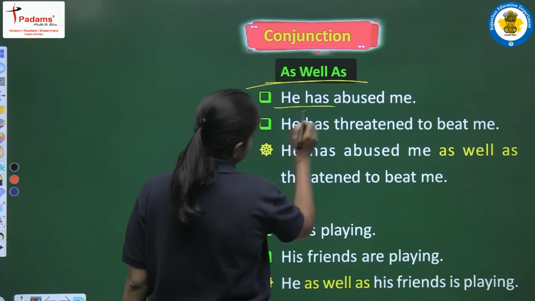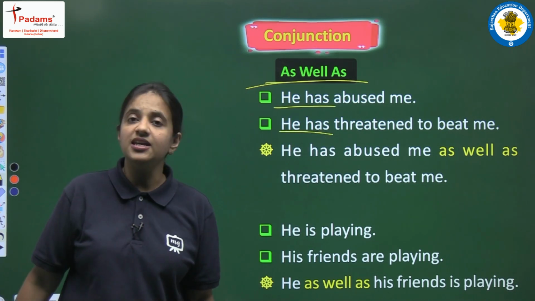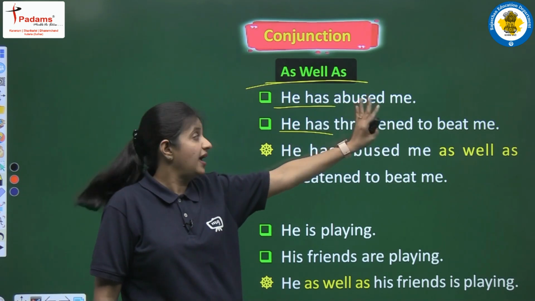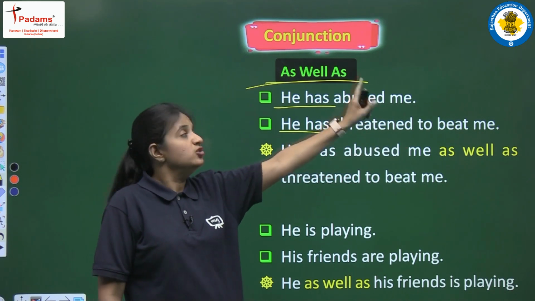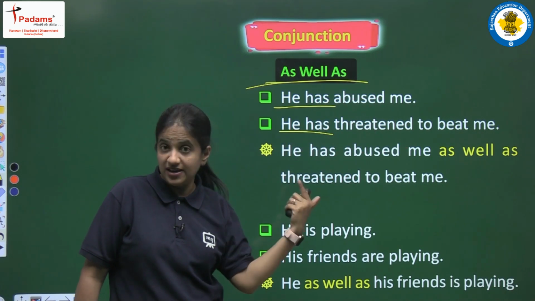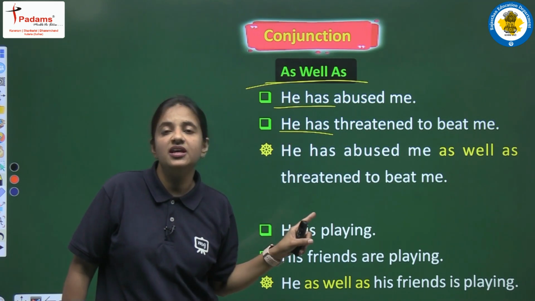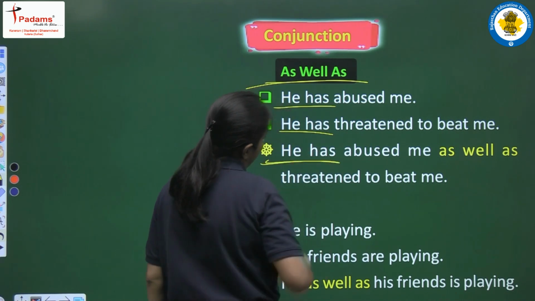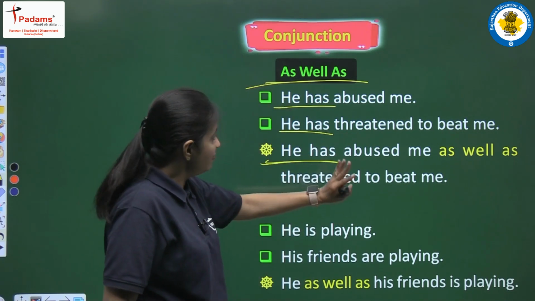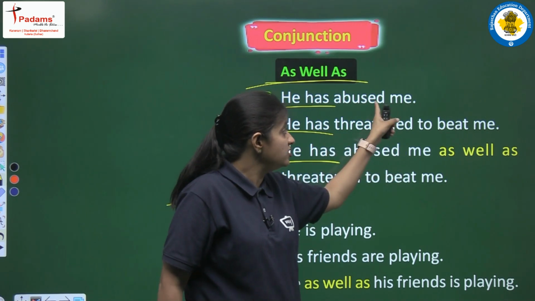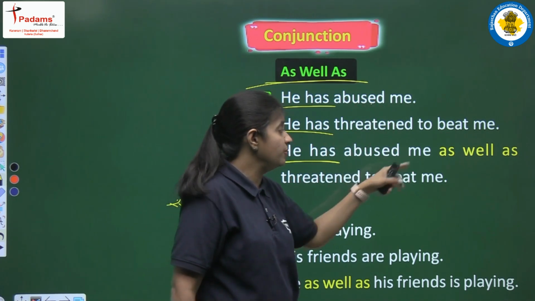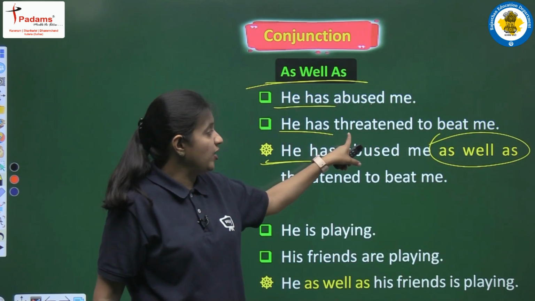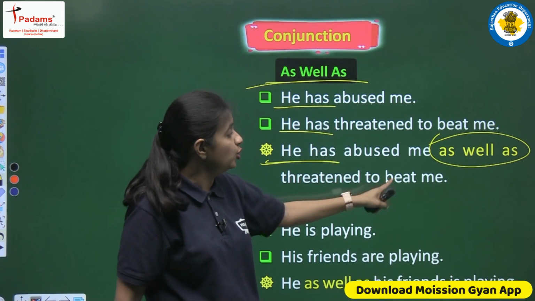So yes, in both the sentences we are having he has, right? So what is the different part? The different part is abused me and threatened to beat me. So this will be connected using as well as, and the common part will be there only one time. So yes, we have started the sentence using the common part, that is he has. After that we are writing abused me. Now we have to use the conjunction that is as well as, and after that we have to write the second part, that is threatened to beat me.